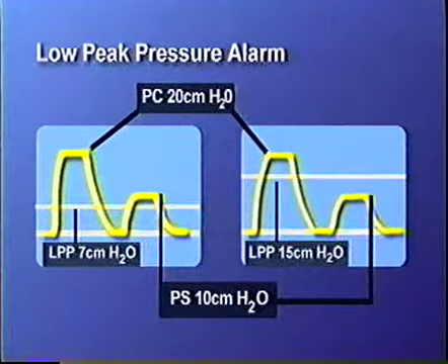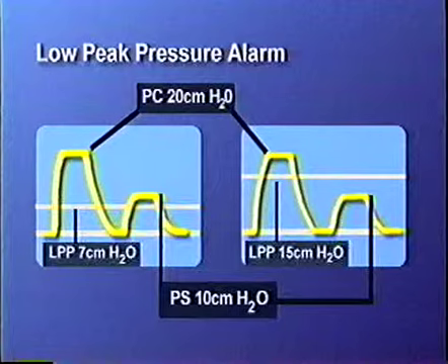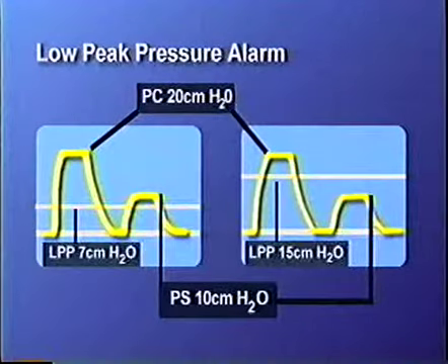Note that in the right example, the low peak pressure alarm is applied only to the control breaths, which in this example are pressure control breaths. Since the pressure control is set to 20 centimeters of water pressure, the alarm is set to 15 centimeters. Note that the alarm will ignore the 10 centimeter pressure support breaths.